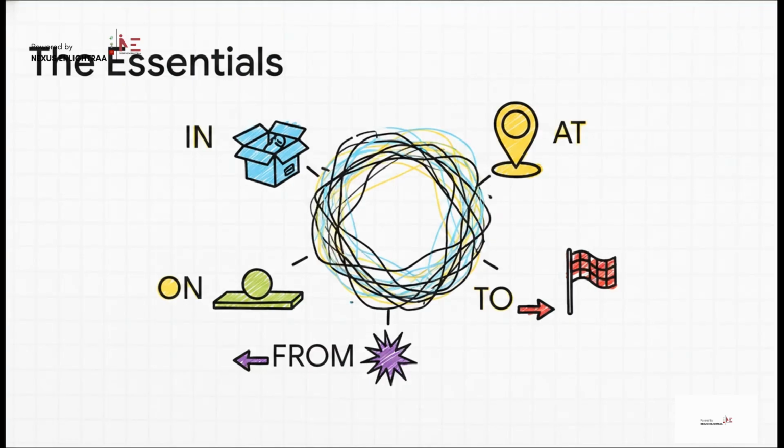Just remember this. In is for big, enclosed stuff. At is for exact points and moments. On is for surfaces and days. To is where you're going, and from is where you started. If you can just get these 5 down, you are so far ahead of the game.